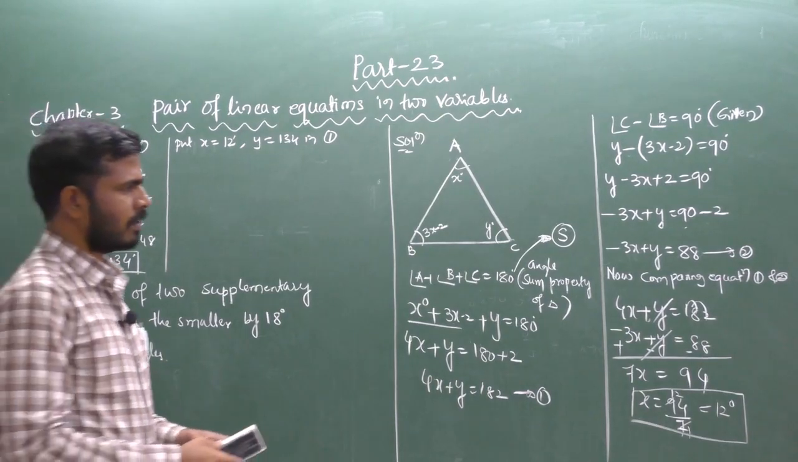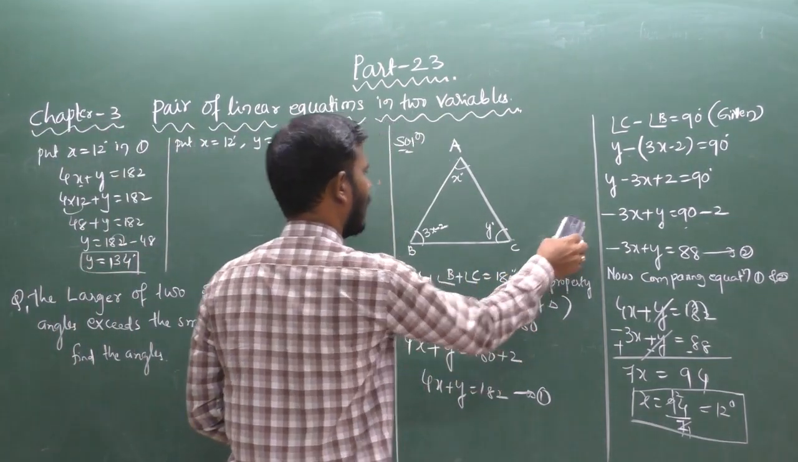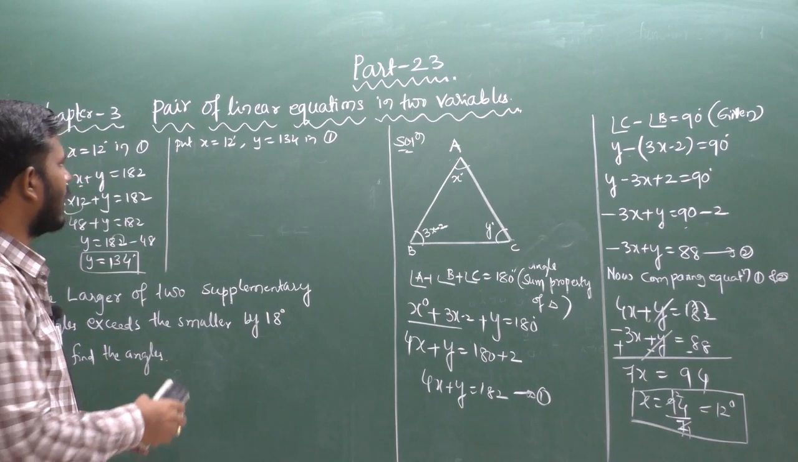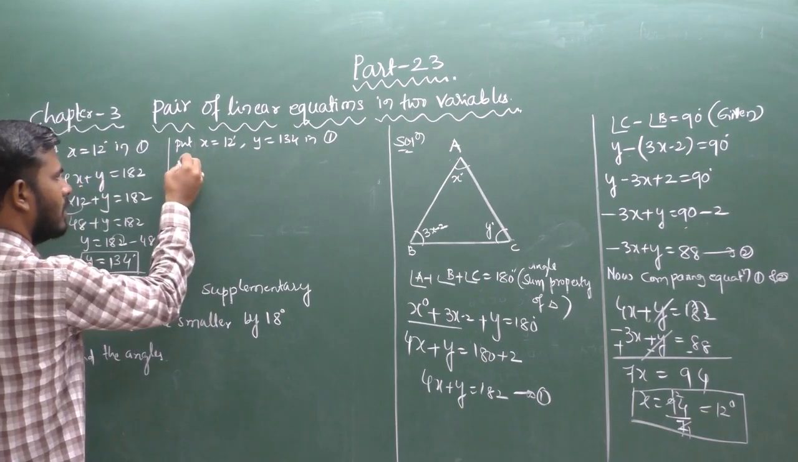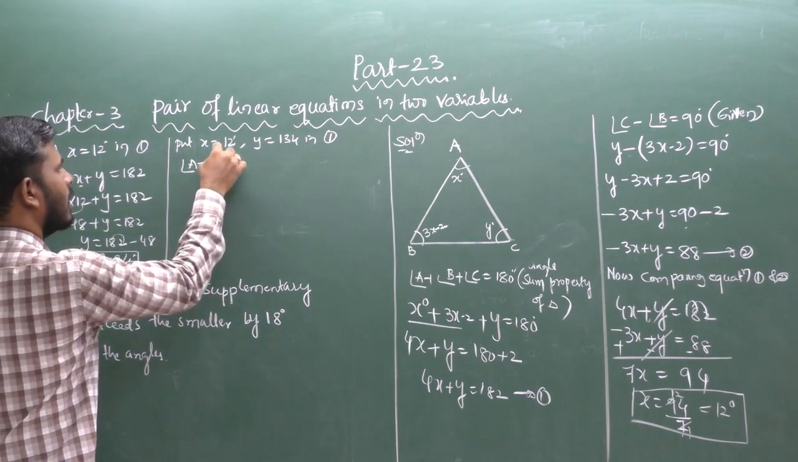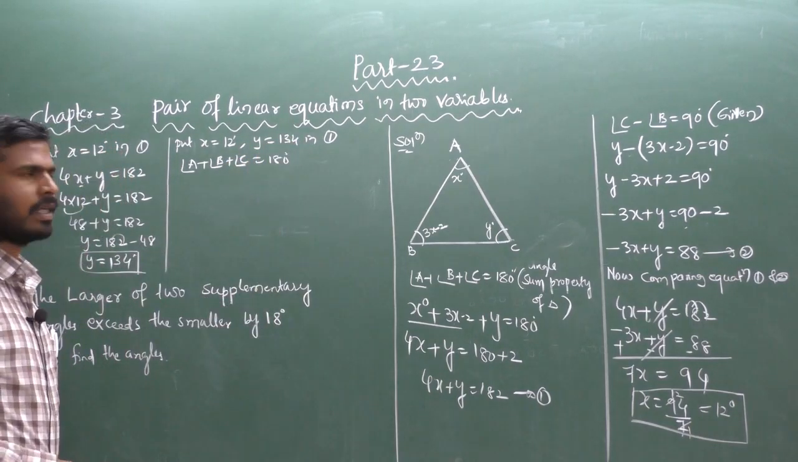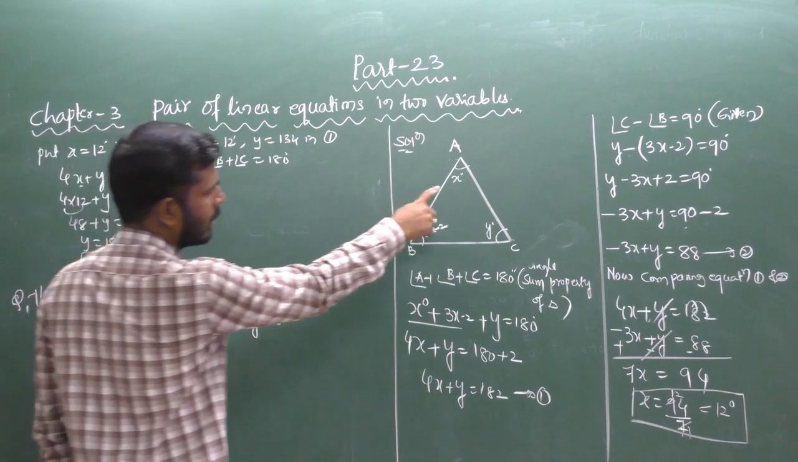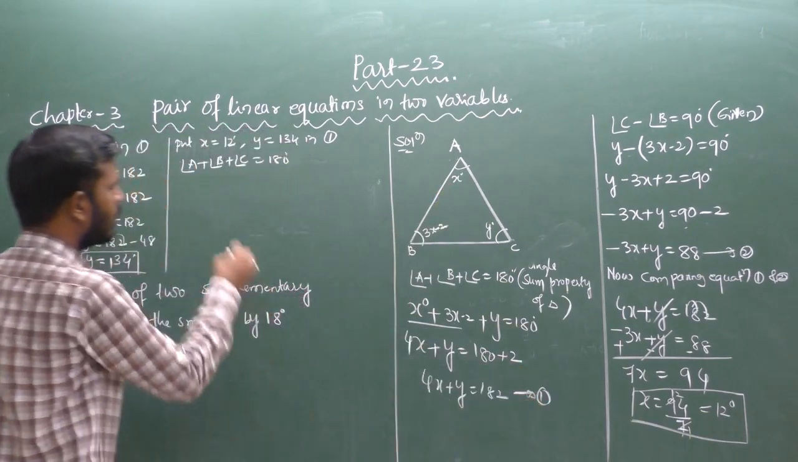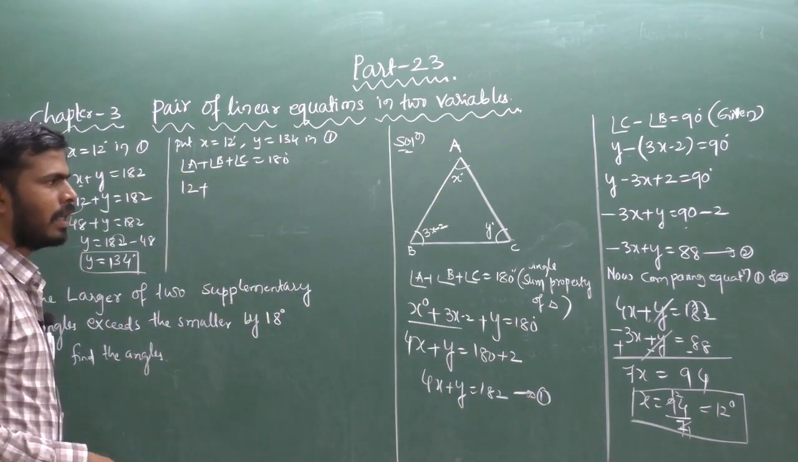You can use the angle sum property of a triangle. That is, angle A plus angle B plus angle C equals 180 degrees. So angle A is how much? That is x. X equals 12 degrees.